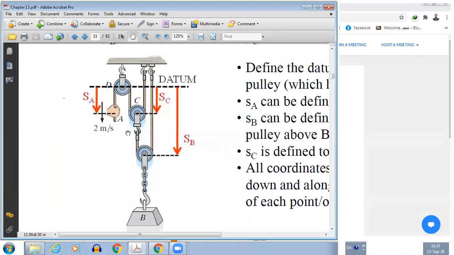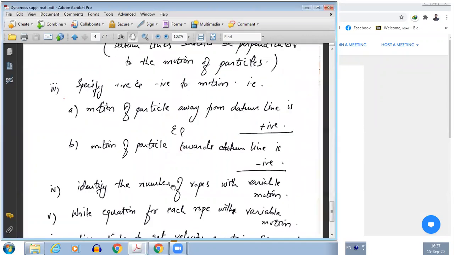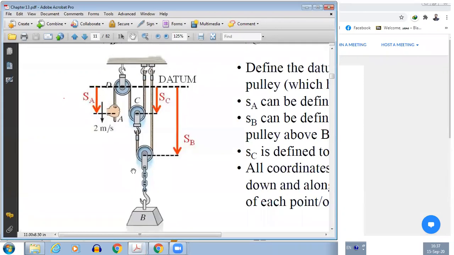Let's move over to point number 4. Now we need to develop the equation, okay? What was point number 4? I forgot. Identify the number of ropes with variable motion. Yes, number of ropes. How many ropes are here? If you see here, there are 2 ropes. One is this, and the other one is this. There are 2 ropes with variable motion. So how many equations will there be? 2 equations. One equation for one rope, another equation for another rope.